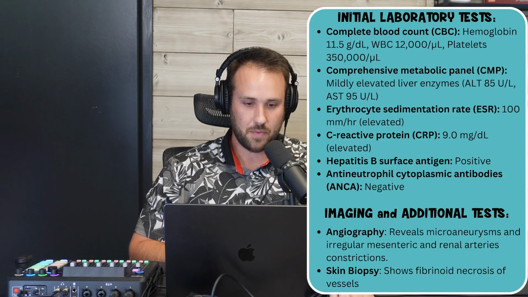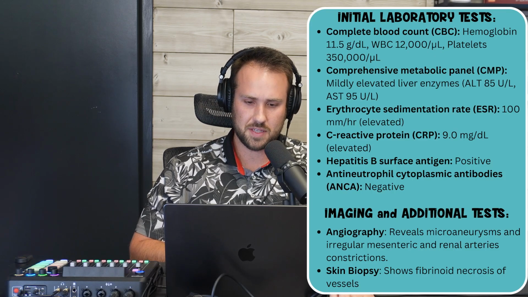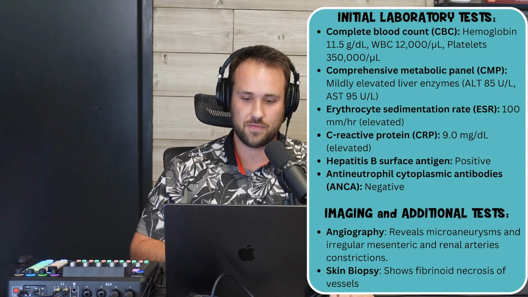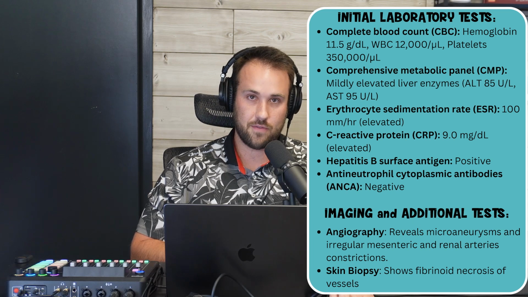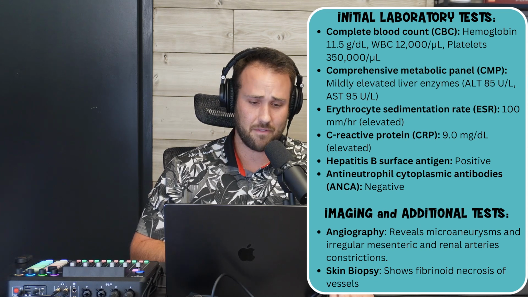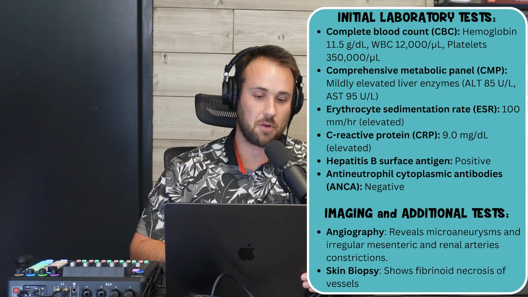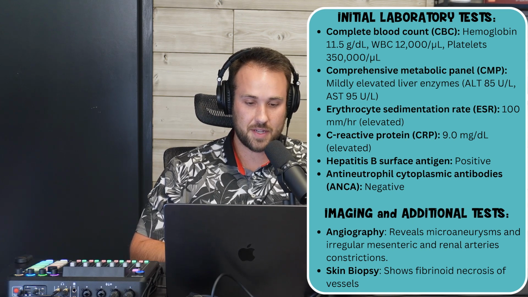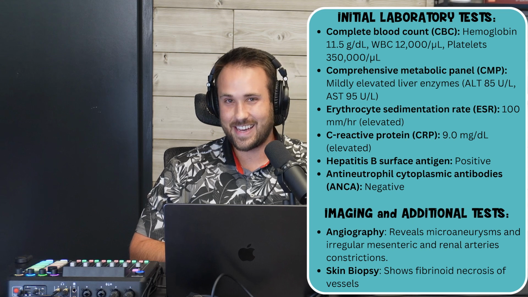So some lab testing. We have a CBC. Hemoglobin is 11.5, the white blood count is 12,000, and the platelets are 350,000. For the CMP, we get mildly elevated liver enzymes, with the ALT being 85 and AST being 95. For the ESR, 100. The C-reactive protein, CRP, is 9. And the hepatitis B surface antigen is positive. Anti-neutrophil cytoplasmic antibodies, the ANCA, is negative.